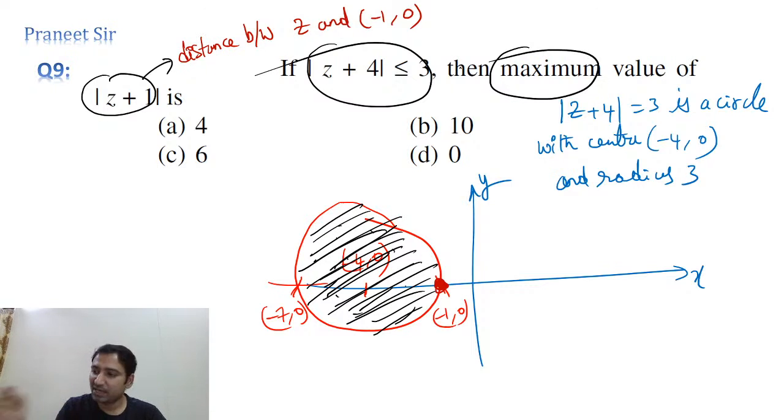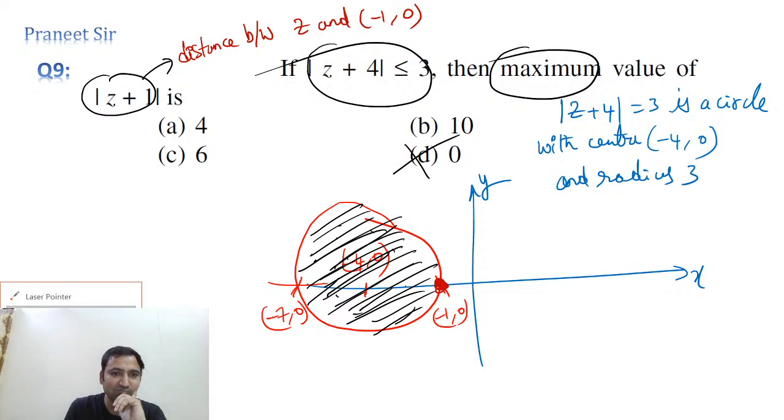So tell me now, what is the answer, guys? Option D cannot be the answer. He is not asking the minimum value, he is asking the maximum value. Now tell me what is the answer.